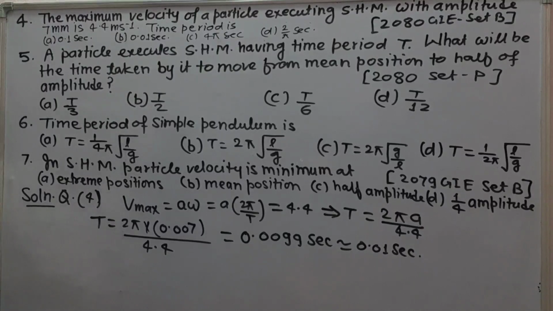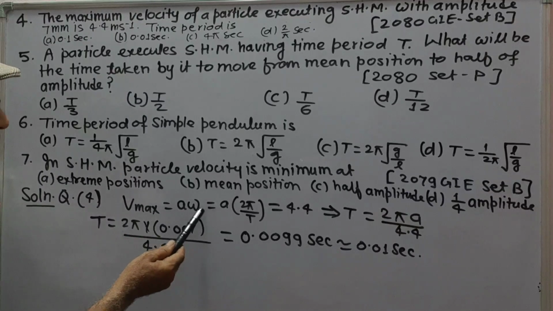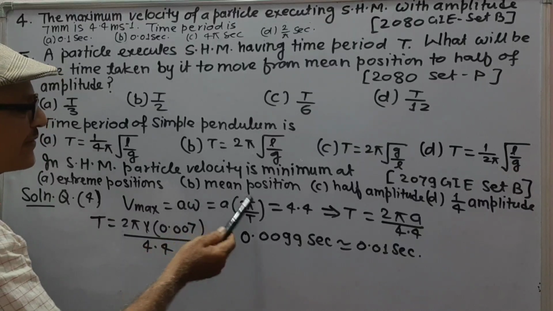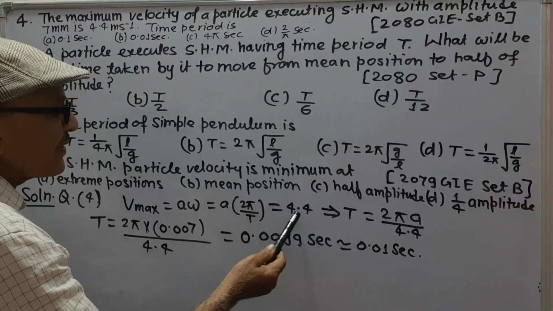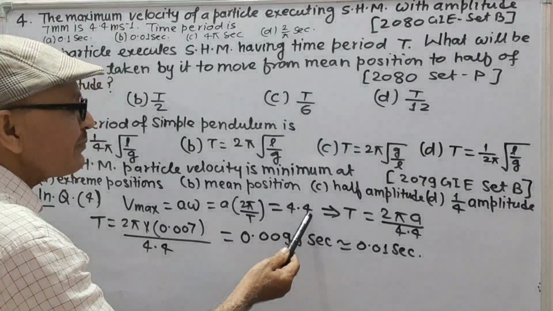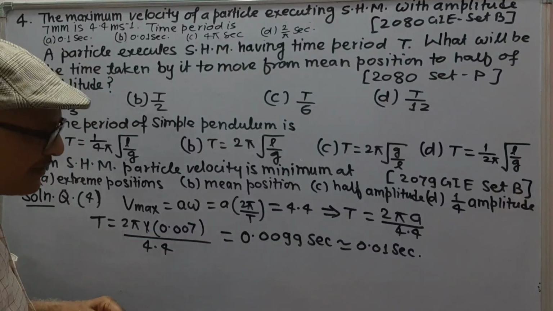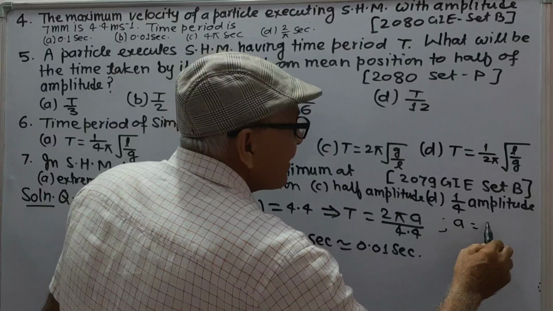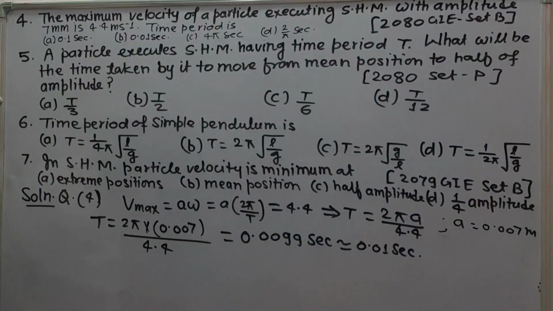Now, for SHM, maximum particle velocity is given by V max is equal to A omega, which is equal to A into 2 pi by T, because omega is 2 pi by T, and V max is given to be 4.4 meter per second. Therefore, T will be equal to 2 pi A upon 4.4, and A is 0.007 meter, which is 7 millimeter.